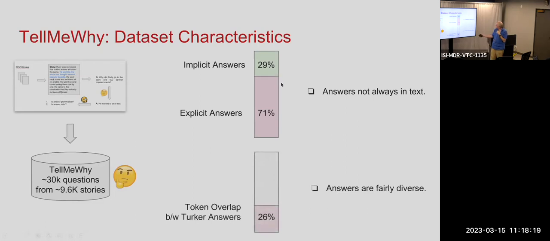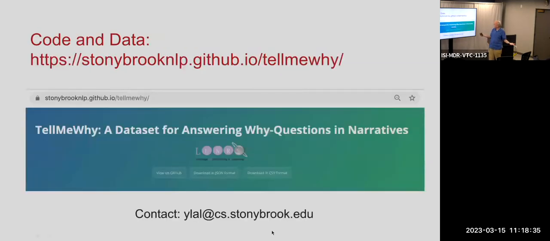And we also looked at whether there was diversity in the answers. We looked at the token overlap between Turkers' answers to the same question. So there's a certain amount of token diversity, because there are different ways to answer why questions. There's not just one right answer, which is why we put 3 into the gold standard. Okay, so the code and the data and everything else is available at this Stony Brook GitHub. So I might pause here if there are any questions just about the data set.